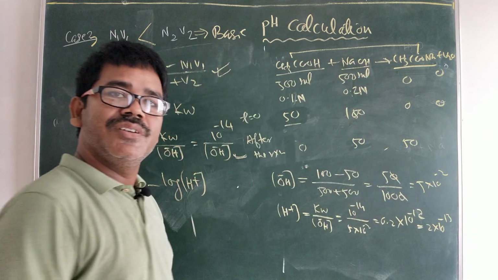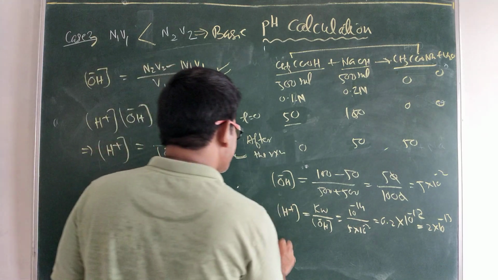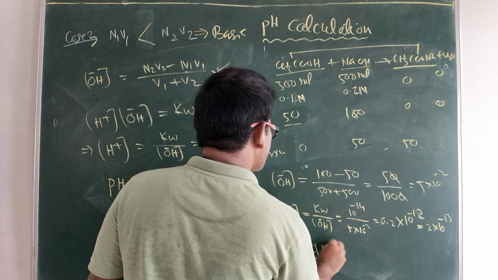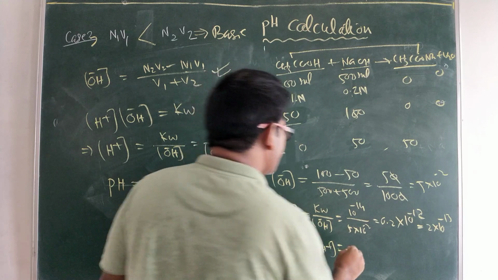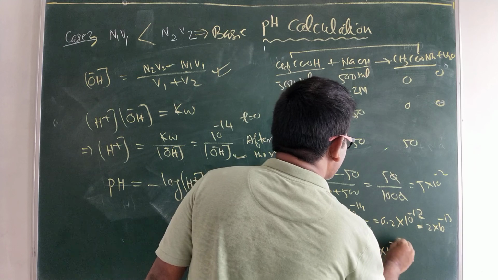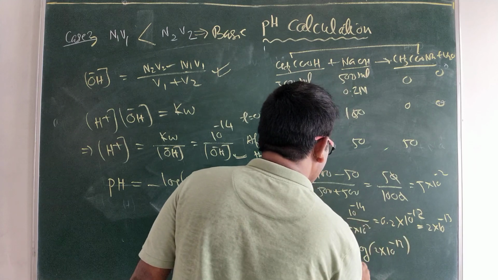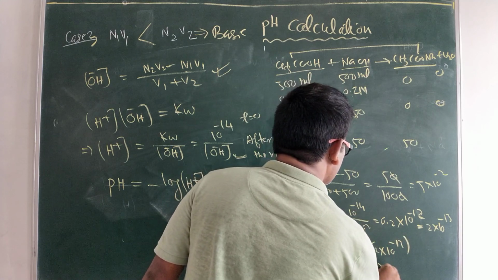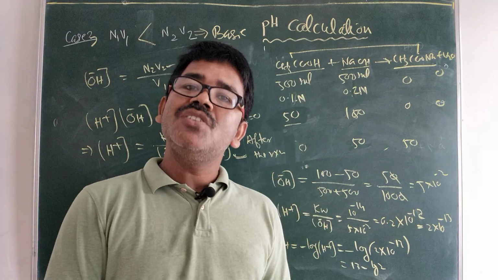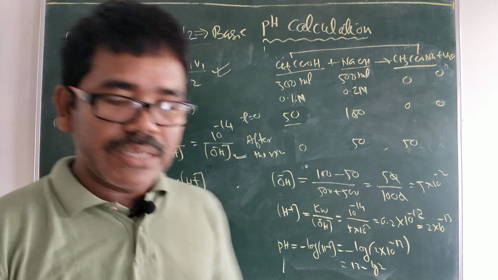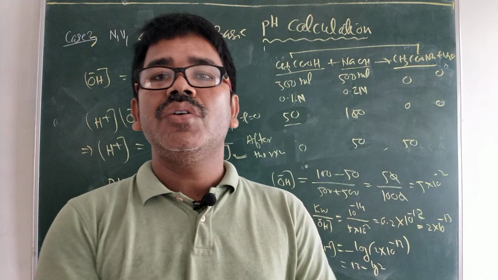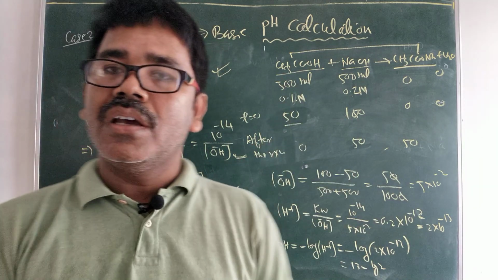That is the H plus concentration. Therefore, I can calculate the pH. Simple. pH is nothing but minus log of H plus concentration. That is nothing but minus log of 2 into 10 to the power minus 13. Therefore, how much will we get? 13 minus log 2. What is the value of log 2? 0.3010. Put the value, do the calculation. This is how we can calculate the pH of a mixture of weak acid and strong base.